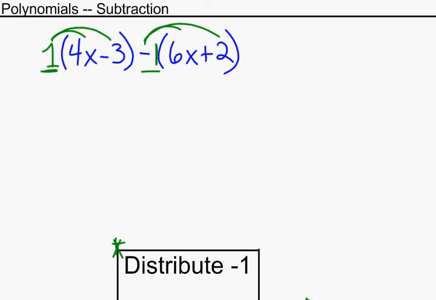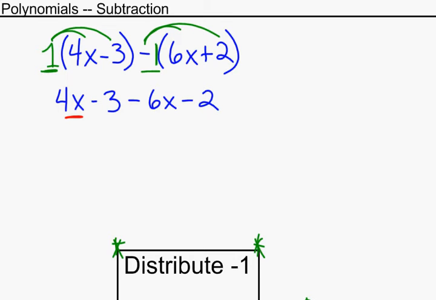So if I can remember this fact, that subtracting polynomials is really just distributing a negative 1, it's going to make life a lot easier. Because when I do this distribution, I get 4x minus 3, because I multiplied everything by positive 1. And then this becomes minus 6x minus 2. I've gotten rid of the parentheses because I distributed, and now all I have to do is combine like terms.